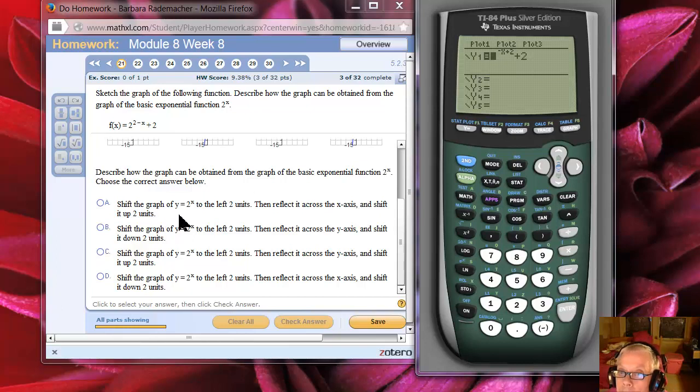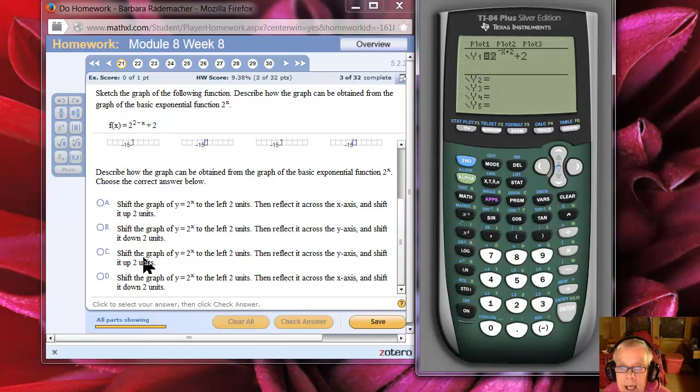We're going to shift the graph of y equals 2 to the x, indeed, to the left 2 units. Then reflect across the x-axis? No. Reflect across the y-axis. Let's see what this says. Shift the graph of y equals 2 to the x to the left 2 units, and then reflect it across the y-axis, and then shift it down. No, it's going to shift up. So we need to find one that meets all of our specifications, and it may be C.